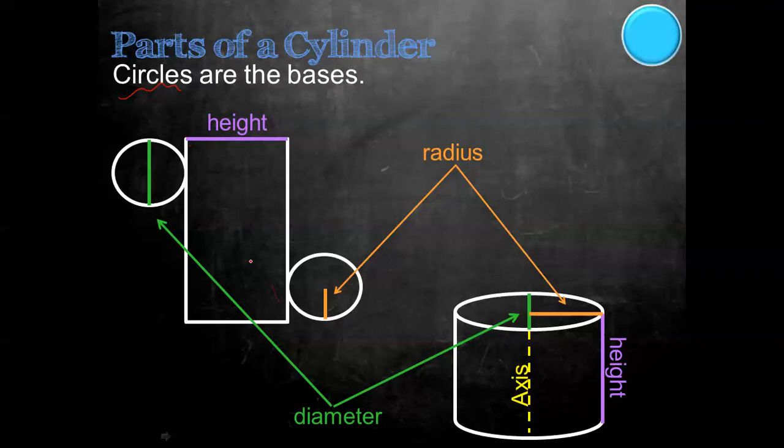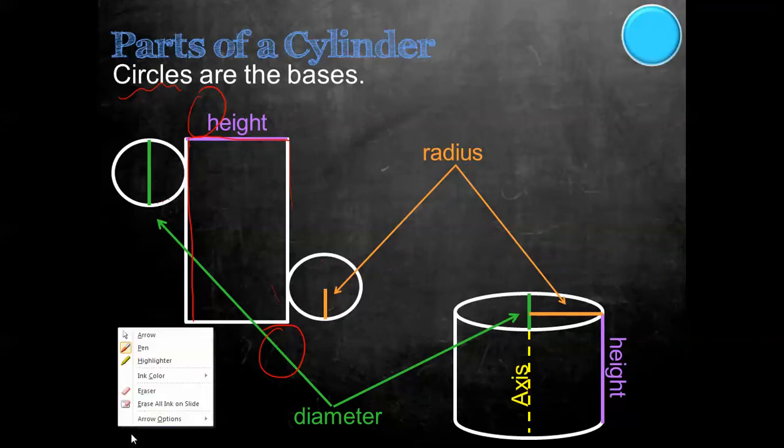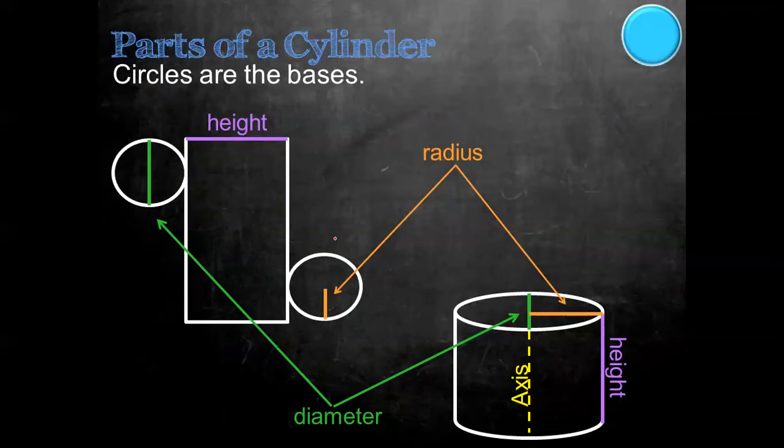So if we're looking at the net, then the height is going to be this line going this way. It depends on where your circles are at. If your circles are top and bottom, like left and right, then your height would be right there. If your circles were right here, then this would be your height. So it depends on where your circles are at, depending on where your height is.